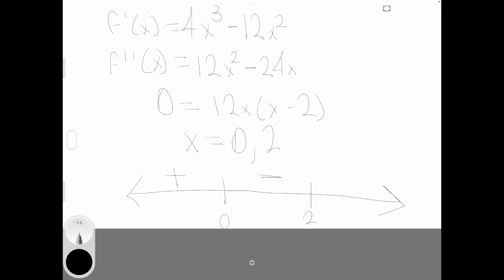And then 3, you can plug it in, but 12 times 3 is a positive 36. 3 minus 2 is 1. 1 times 36 is 36. So that's a positive number. So now we're sure that our points of inflection are at 0 and 2.